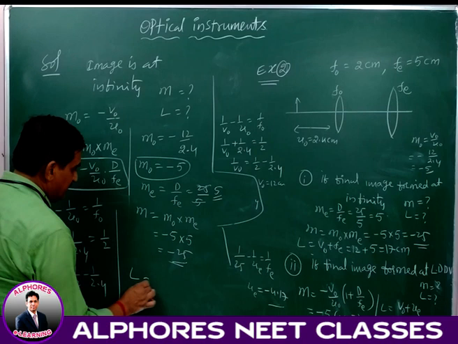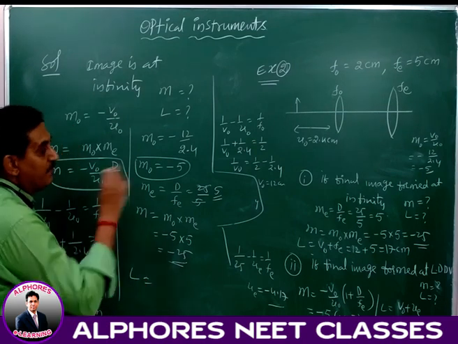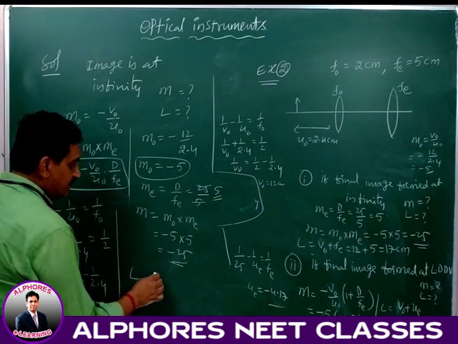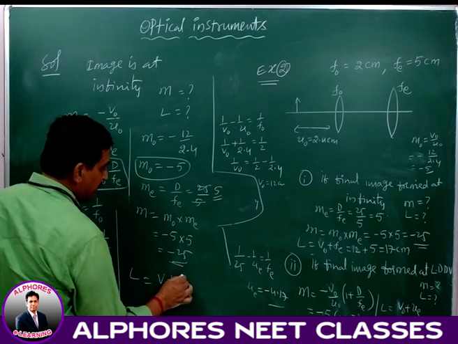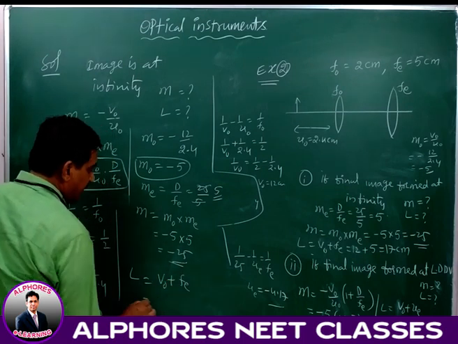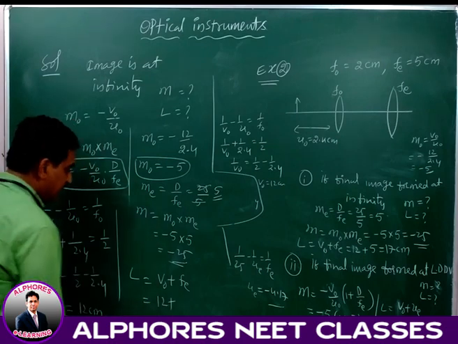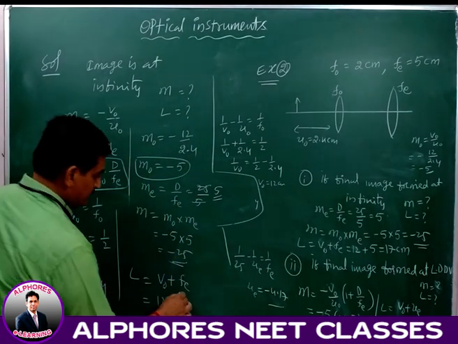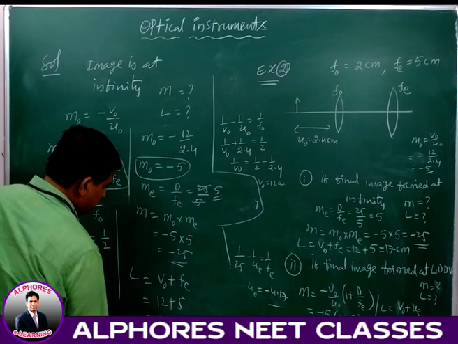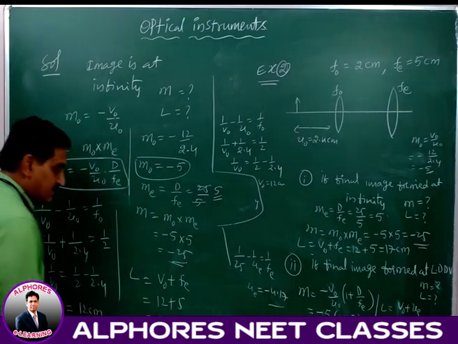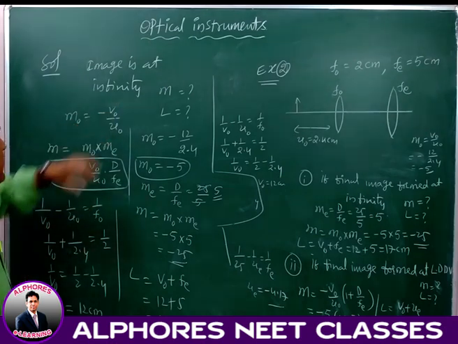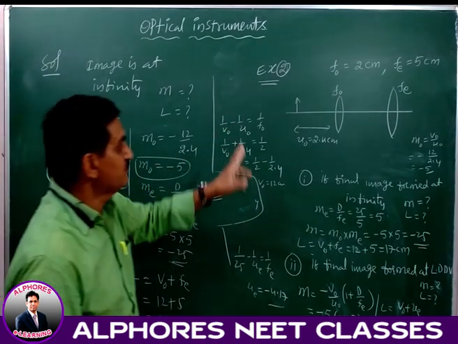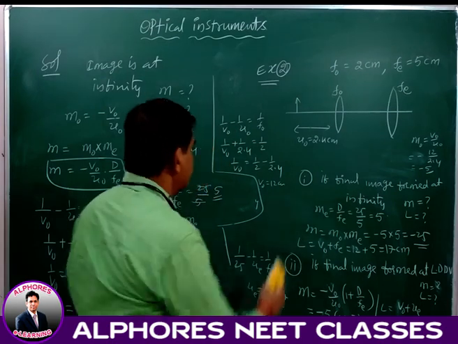Now the length of the compound microscope is v naught plus fe. V naught is how much? 12. Fe is how much? 5. Therefore, it is giving 17 centimeters, the length of the compound microscope when the image is formed at infinity. Yeah, the first question is over. And let us go for the second question.